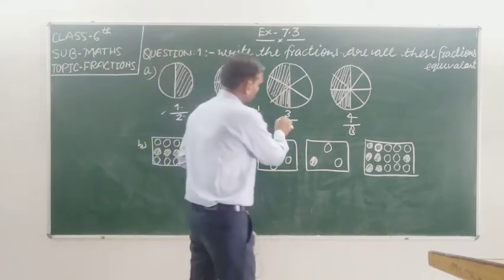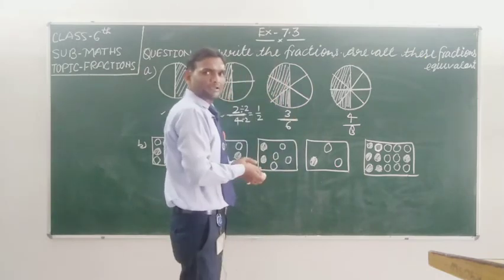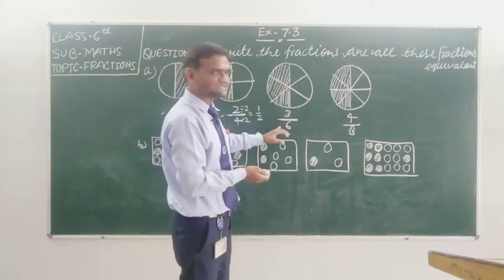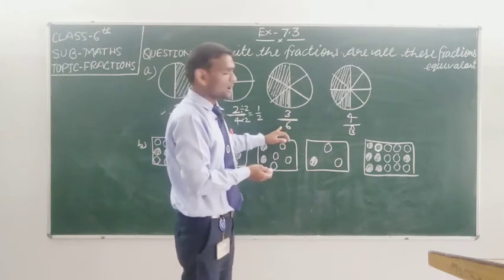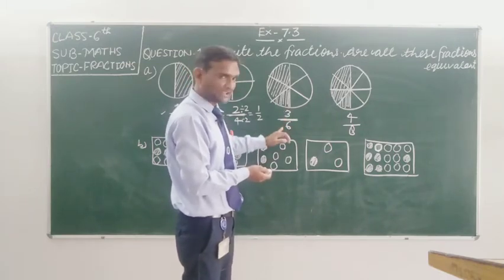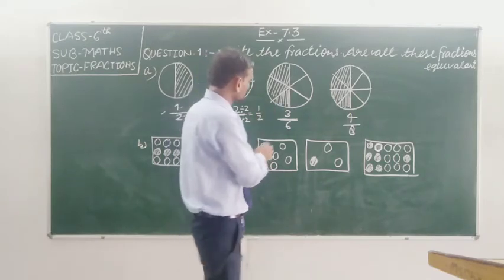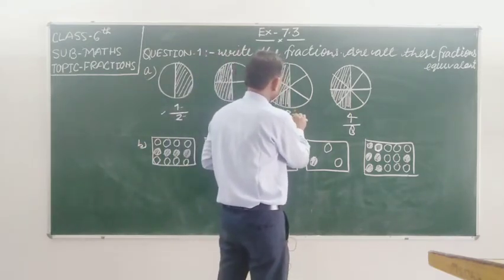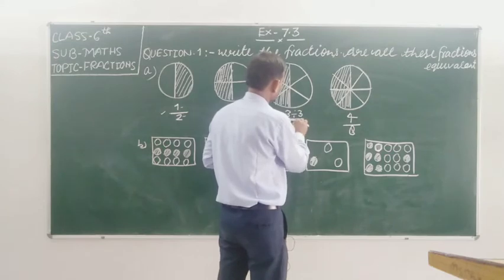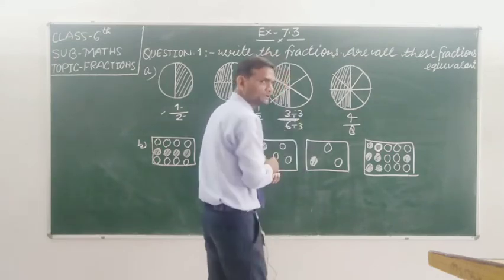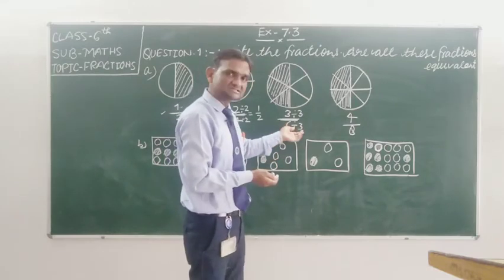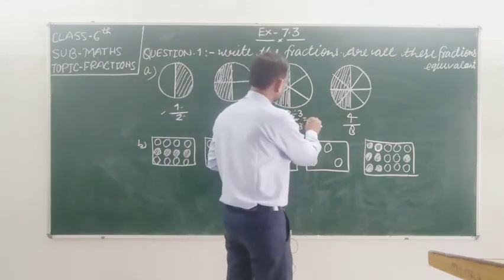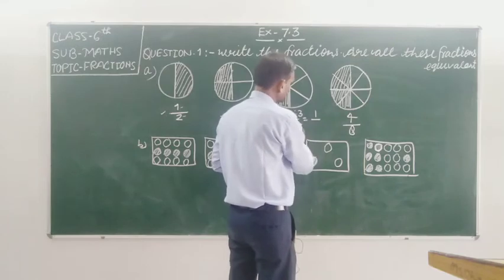As the same, students, we can make the simplest form of 3 by 6. 3 and 6 come in the table of 3, you know. So we will divide 3 by 3 and 6 by 3. So we get 3 ones are 3 and 3 twos are 6, that is 1 by 2.